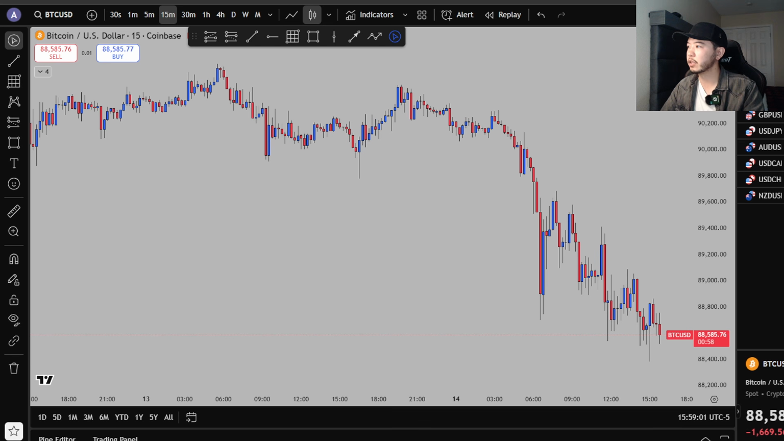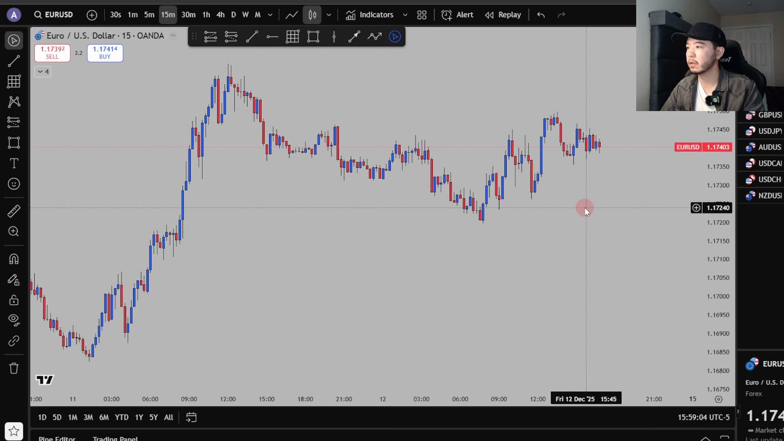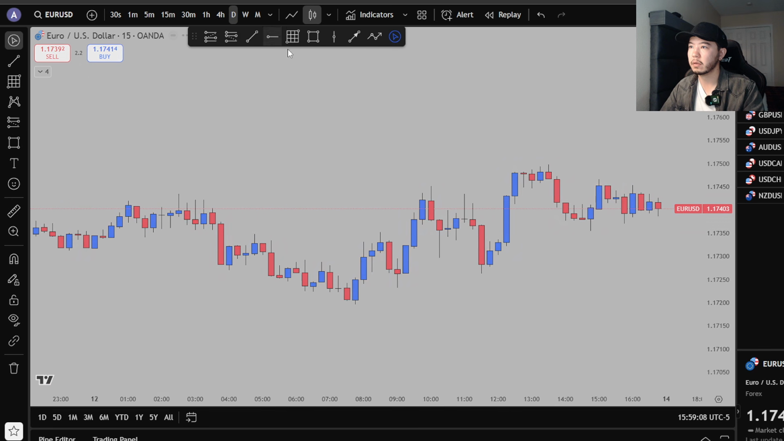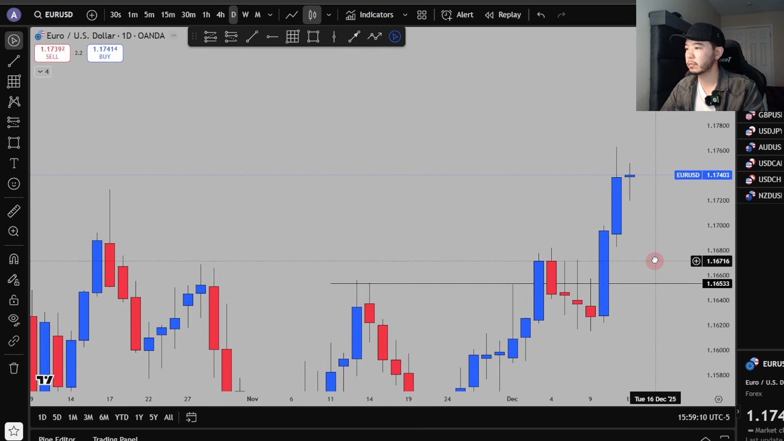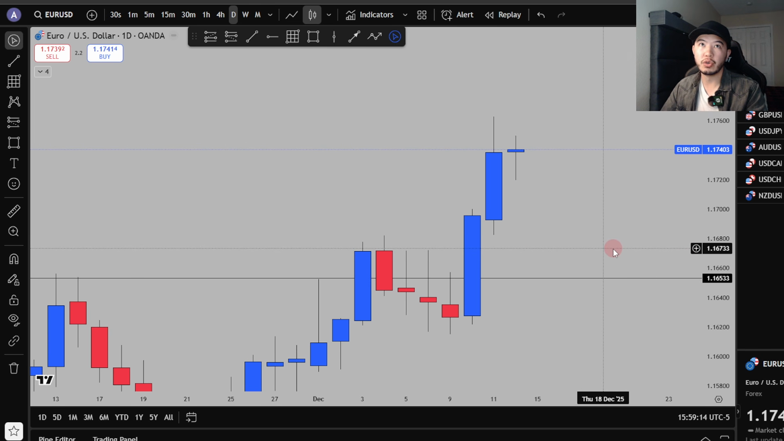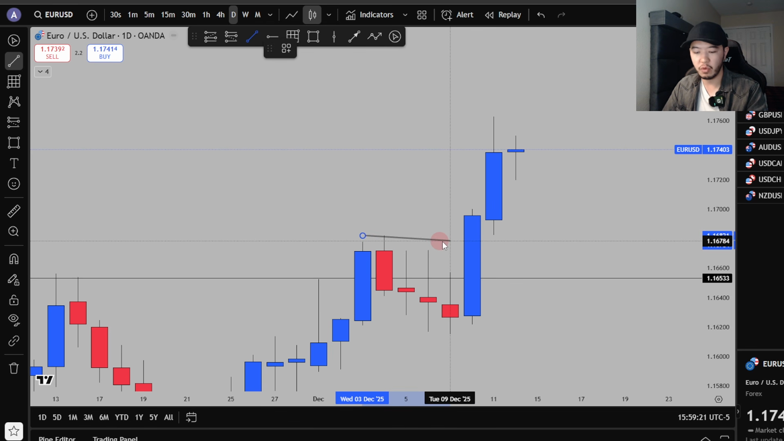Let's go to my forex pair, EUR/USD. There it is. Go to the daily. So EUR/USD, GBP/USD and USD/JPY, those are my three favorites. Those are the ones that usually move the cleanest.